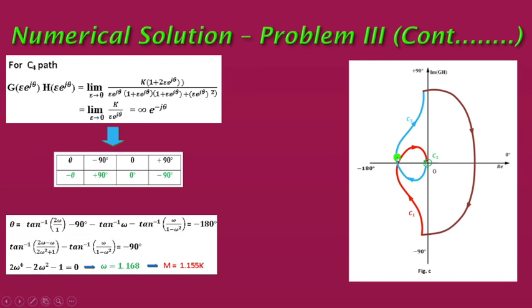Then find this intersecting point, that means the magnitude from the origin. This is the phase angle equation, and the phase angle at that point is minus 180 degrees. Then from this equation calculate omega, this omega value at that point. Putting these values in the magnitude equation, the magnitude equals 1.155 K.